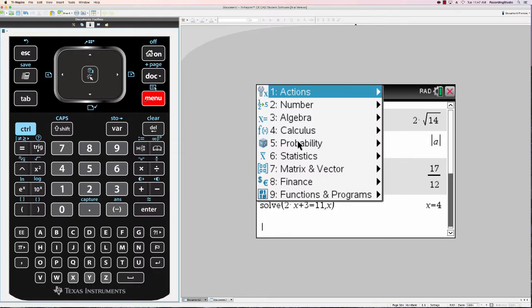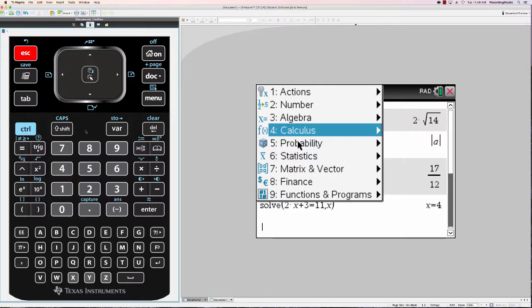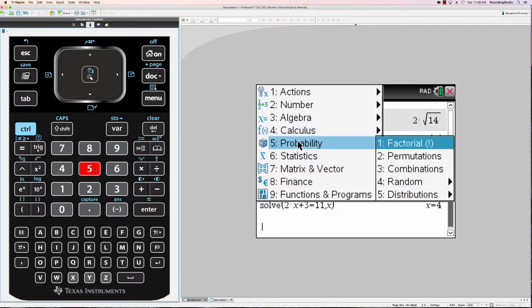Check the menu and see some of the other things that you could do. Number 4 is calculus, and it will do all the things that you see. Number 5, press escape. Number 5 is probability, and it will calculate probability things. We will investigate those in further videos.